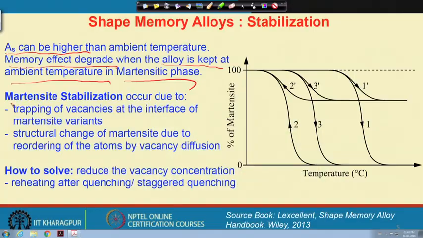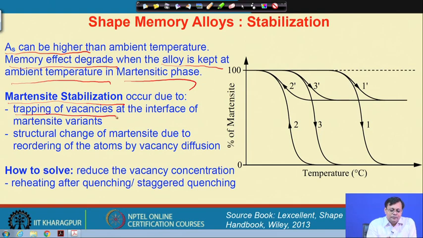Each and every metal and alloy has a thermodynamically equilibrium concentration of vacancies. If you raise the temperature of a metal, the equilibrium concentration of vacancies will rise with the temperature. This martensite stabilization phenomenon is linked to the trapping of vacancies at the interface of martensite variants, meaning the twin variants. The vacancies actually get trapped at the interface. Once trapped, the structural transformation will be retarded.